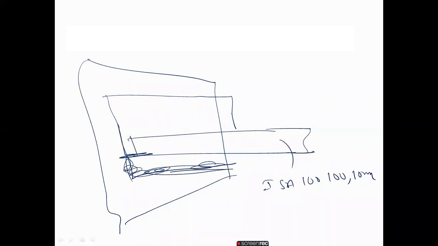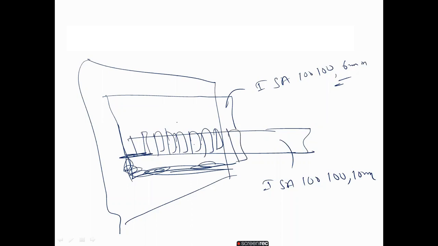If you observe here, this is the ISA 100, 6 mm. We are providing the lug angle. Here are the bolts: 1, 2, 3, 4, 5, 6, 7 bolts we are providing. Again here one bolt. This is the gusset plate. The pitch is 50 and the edge distance is 30. Like this, we have to prepare and provide the angles with the lug angle.